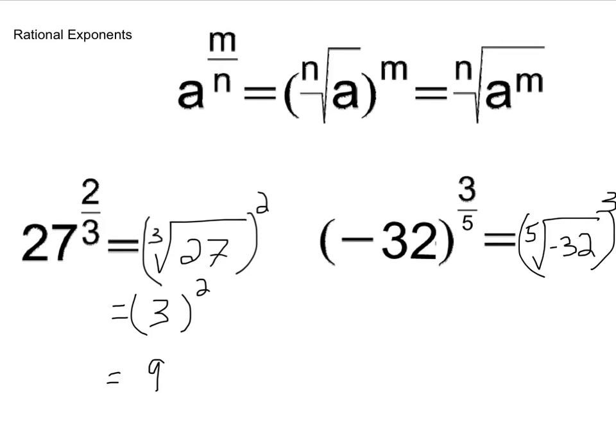Now, even though my radicand is negative, because my index is odd, I know that I can do the work. And what times itself 5 times equals negative 32? Well, that's just negative 2. Then I have negative 2 to the third power. Negative 2 times negative 2 times negative 2 is negative 8. So negative 32 to the 3/5 power equals negative 8. By rewriting my rational exponents as a radical expression, I was able to very easily evaluate each problem.